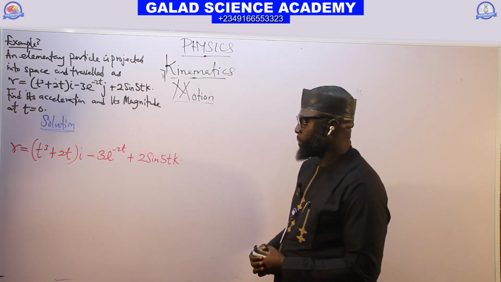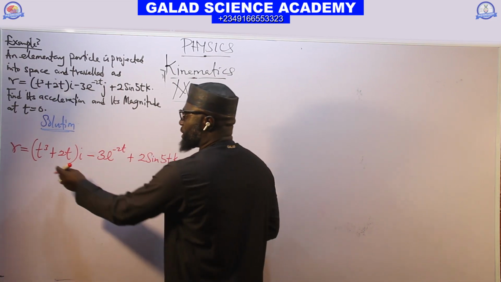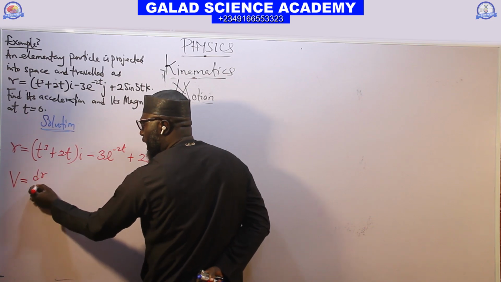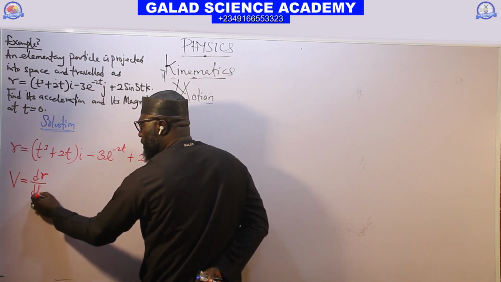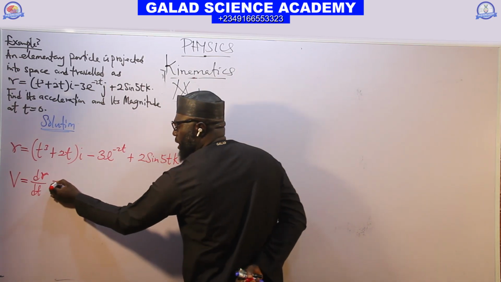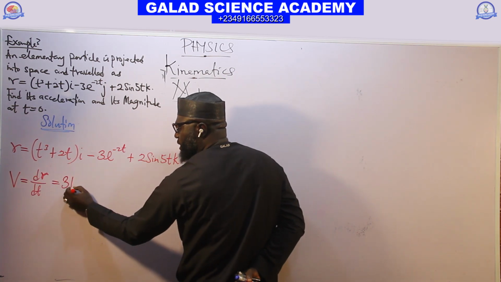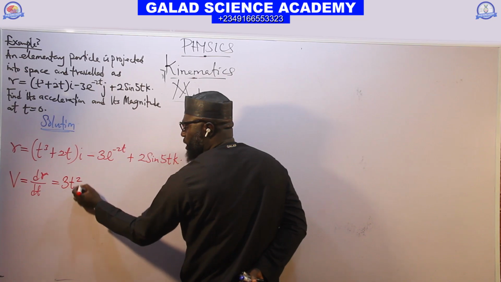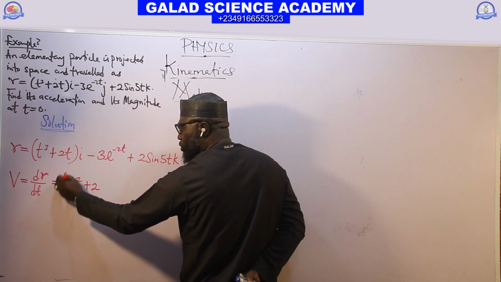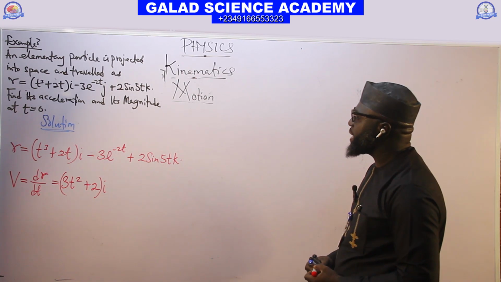So here now, let us differentiate the displacement to know the velocity. Velocity is dr over dt. So let us differentiate r. Here, the power will come to the front. We have 3t squared. The derivative of 2t will give us 2. So we are done with that one. But here we have what?